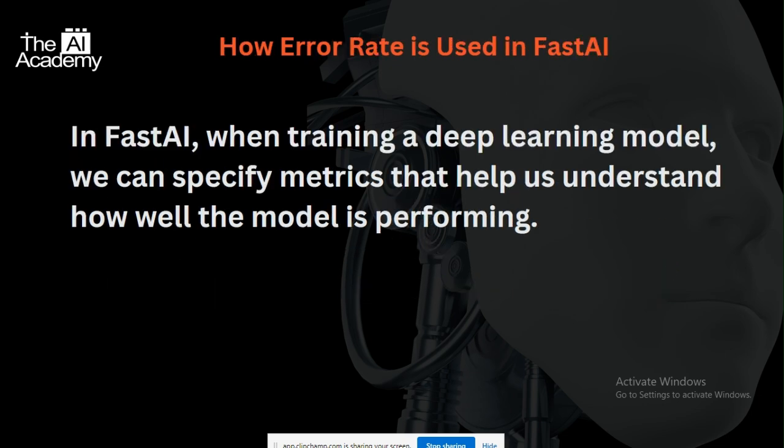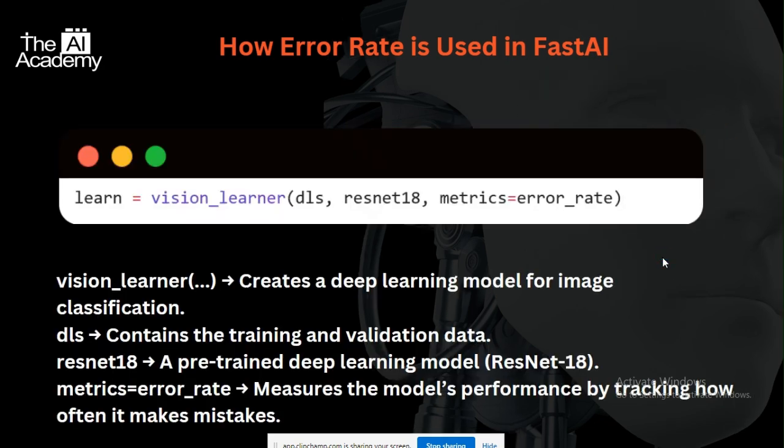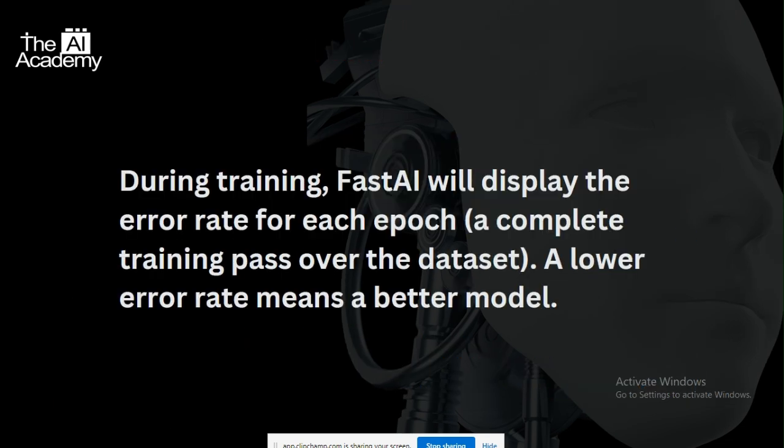How error rate is used in FastAI. In FastAI, when training a deep learning model, we can specify the metrics to help us understand how well the model is performing. So, for example, we are trying to create a deep learning model for image classification. The metric we're going to specify is error rate. Now, this is going to measure the model performance by tracking how often it makes mistakes. During training, FastAI will display the error rate for each epoch, a complete training pass over the dataset. A lower error rate means a better model.